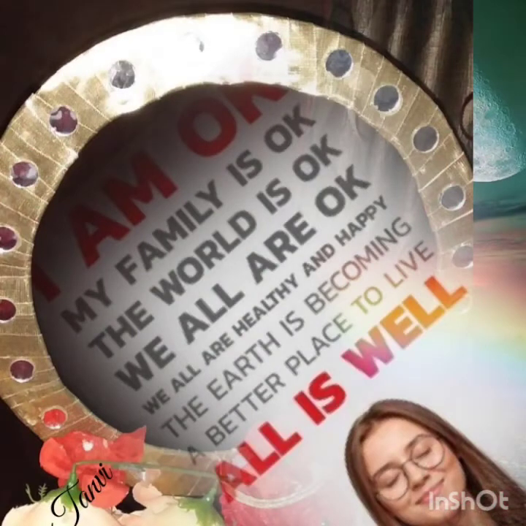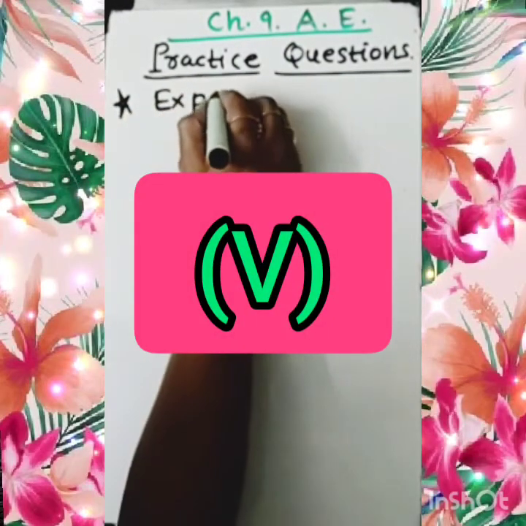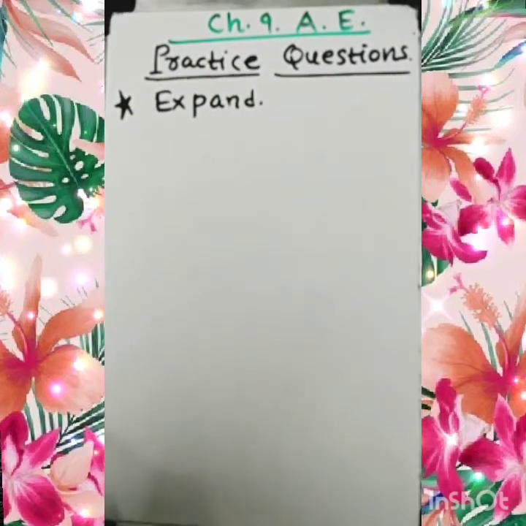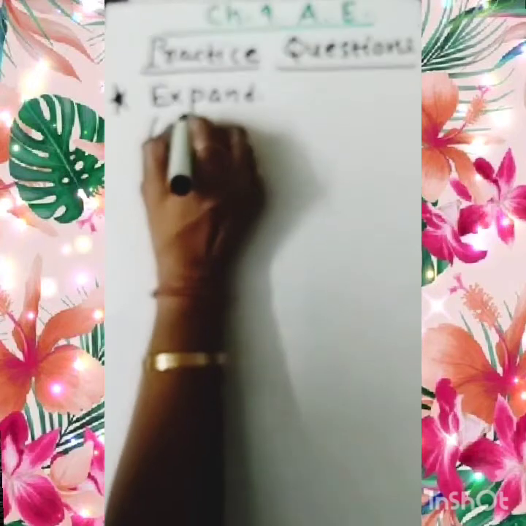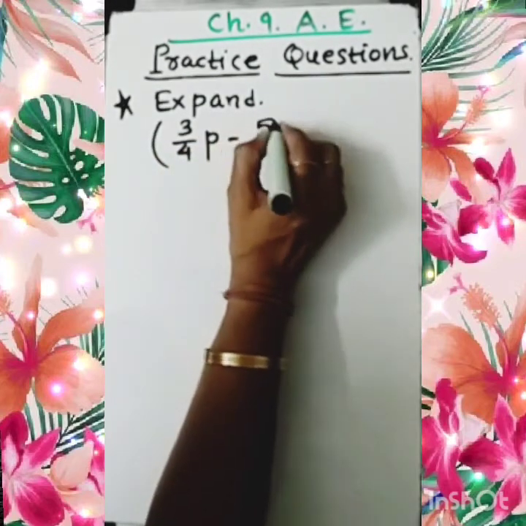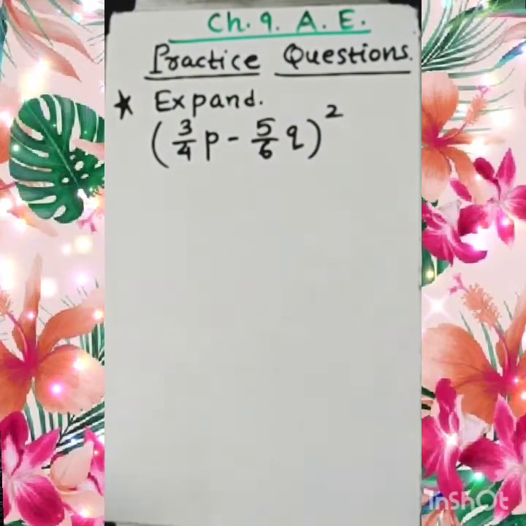Here I am choosing one more important question. The question is in front of you, under the heading expand. So, what do we have to expand in that? In the expand we are given this question: (3 by 4 p minus 5 by 6 q) whole square. This is the question we are given.